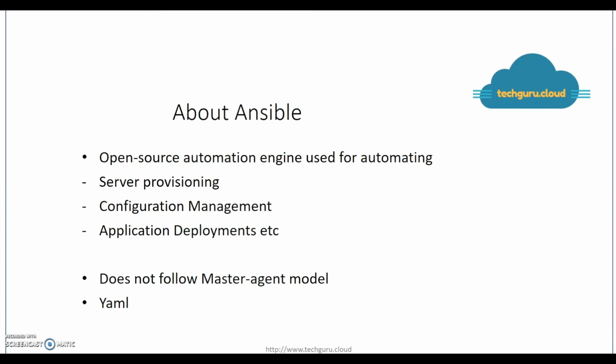So Ansible is an open source automation engine which can be used for automating server provisioning, configuration management, and application deployments, etc. It does not follow the master and agent model, so you don't have to install separate agents on all your servers for Ansible to work. It's very easy to deploy, and most importantly, it uses a very simple language, which is YAML, for Ansible Playbooks, which allows you to describe your automation jobs in a simple to understand way that approaches plain English.